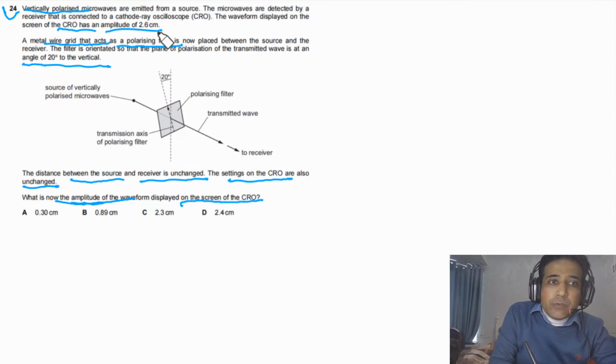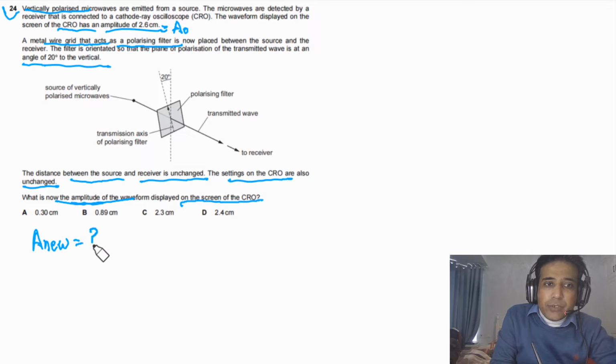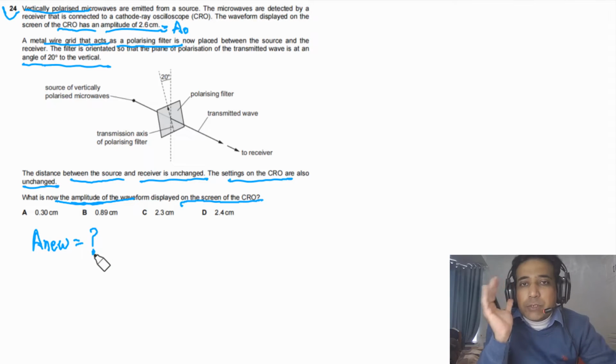So for this question we have A naught, meaning the initial value of amplitude is given to us, and we need to find out the new value of amplitude. A new, simply we need to find out. So for this question simply we have to use Malus's law.